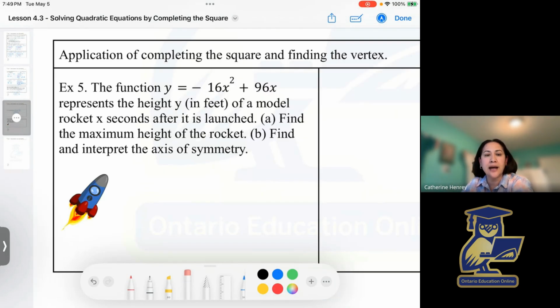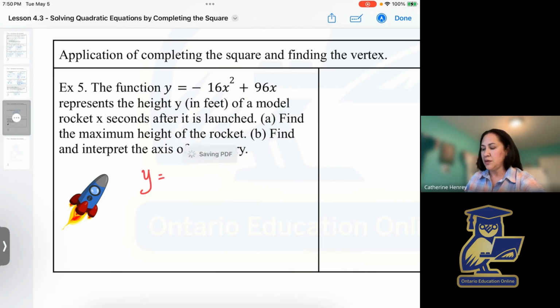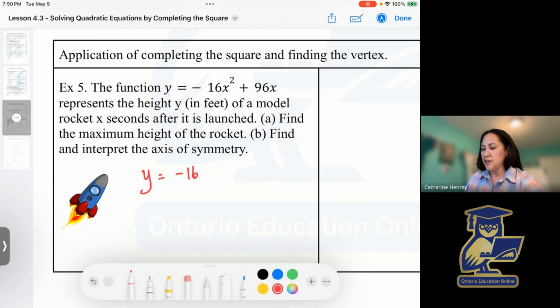So let's take a look at an application of completing the square and finding the vertex. For this example, the function y equals negative 16x squared plus 96x represents the height y in feet of a model rocket x seconds after it's launched. Find the maximum height of the rocket and find and interpret the axis of symmetry. So let's take a look at the function y equals negative 16x squared plus 96x. And there is no constant at the end here.